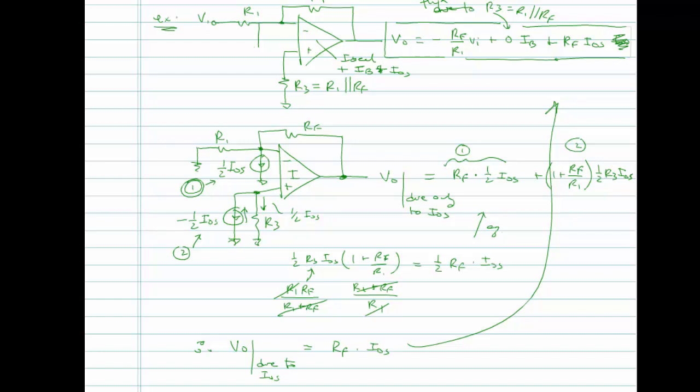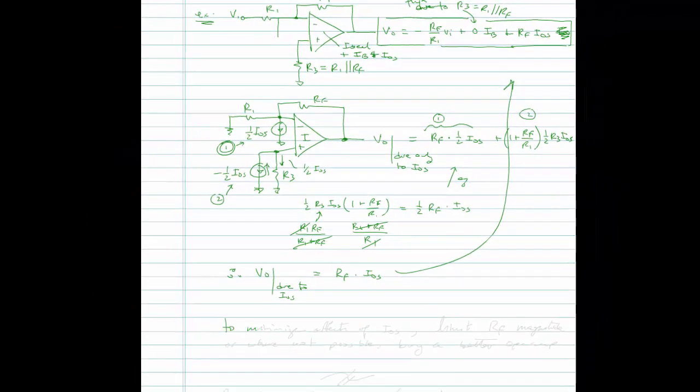And we're back to considering the magnitude of RF. So to minimize the effects of IOS, limit RF magnitude. Or, where not possible, buy a better op amp. And that's why we have so many flavors of op amps.